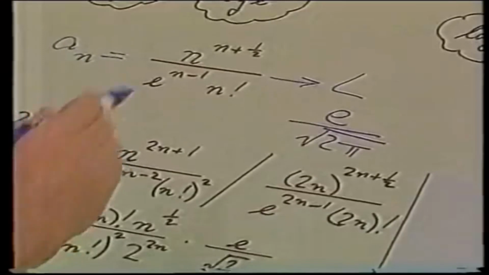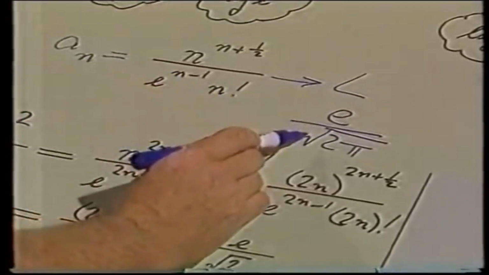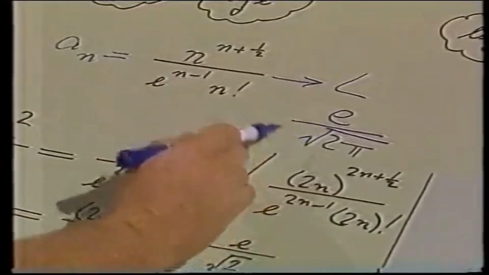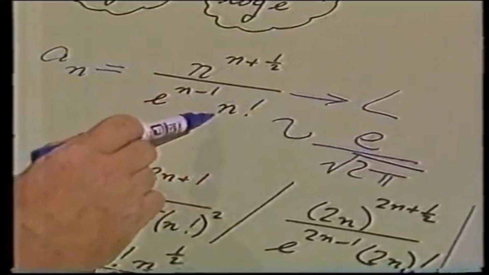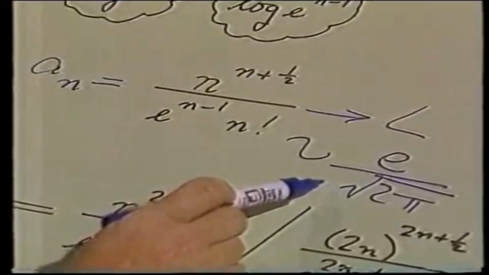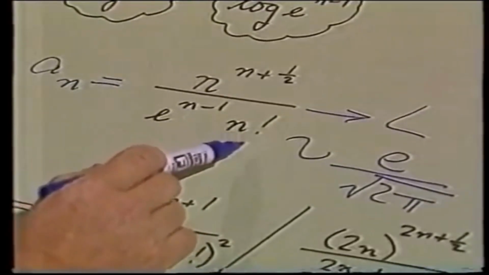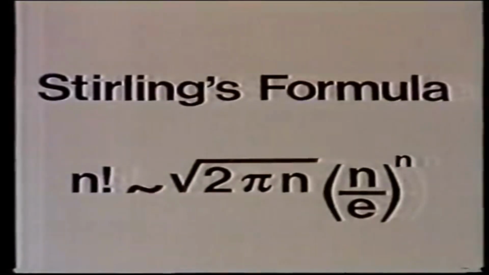Now for large n, this ratio and e over root 2 pi are more or less equal. So I can think of this limit as being a sort of approximation. And if I then rearrange the terms here, I get that factorial n is more or less the same as root 2 pi n times n over e to the n. And this approximation to factorial n is called Stirling's formula. And the larger the value of n, the better the approximation.